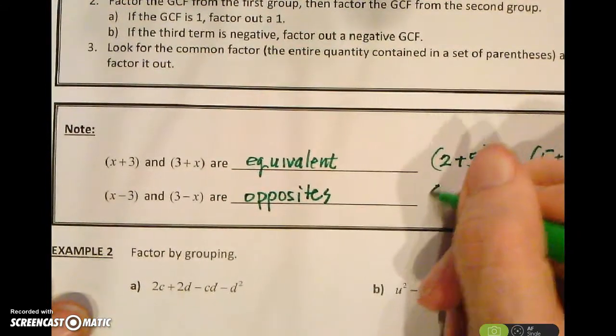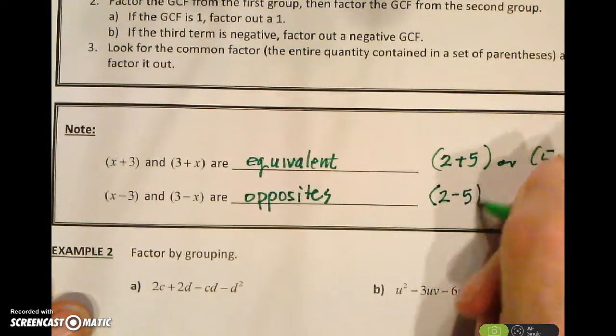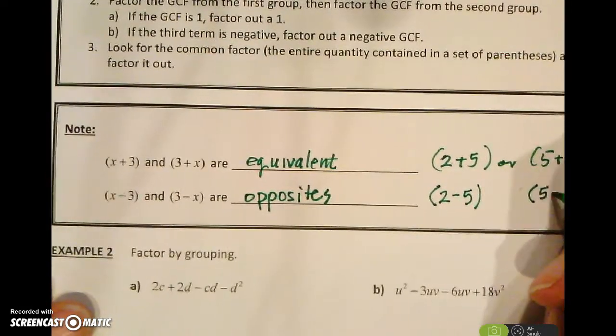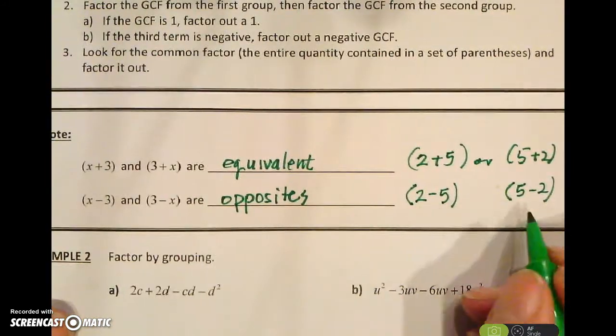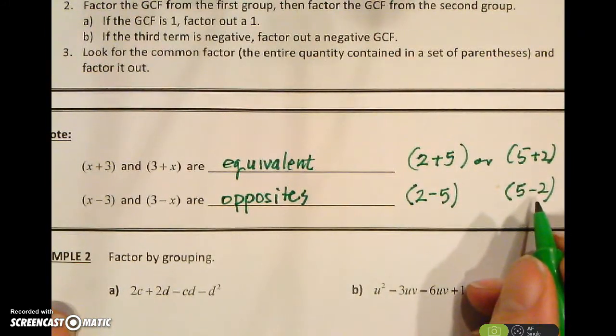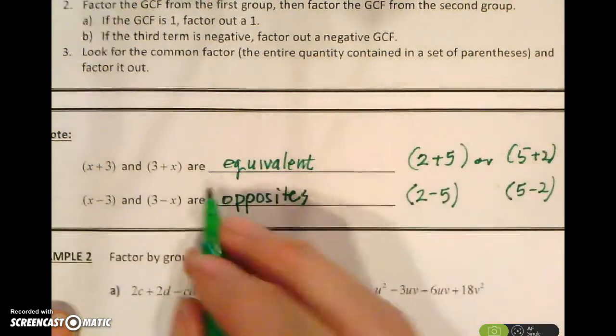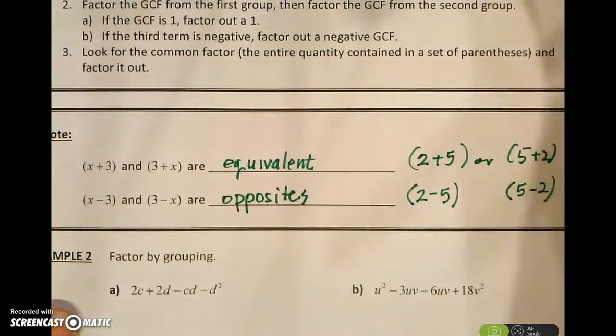And you can see it here. If I do 2 minus 5, and then I do 5 minus 2, you see in the first one I get negative 3, and in the second one I get positive 3. So negative 3, positive 3 are opposites.